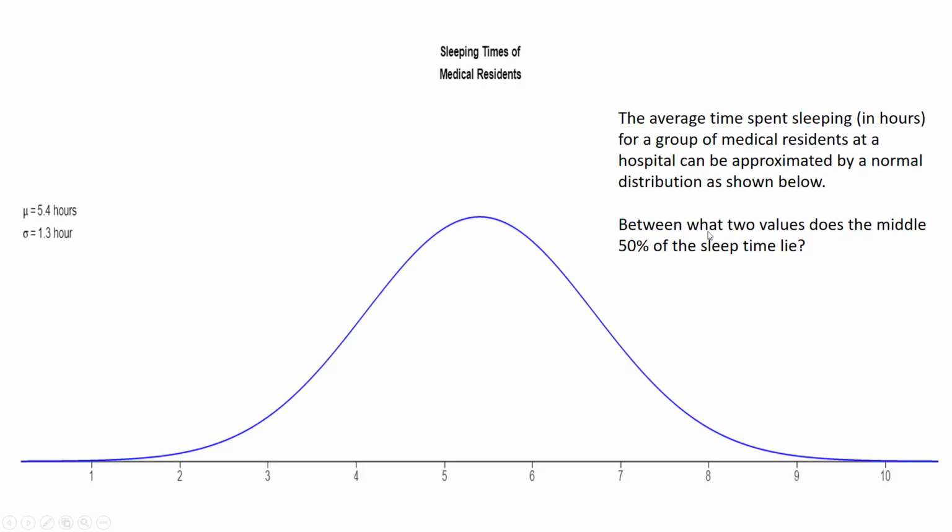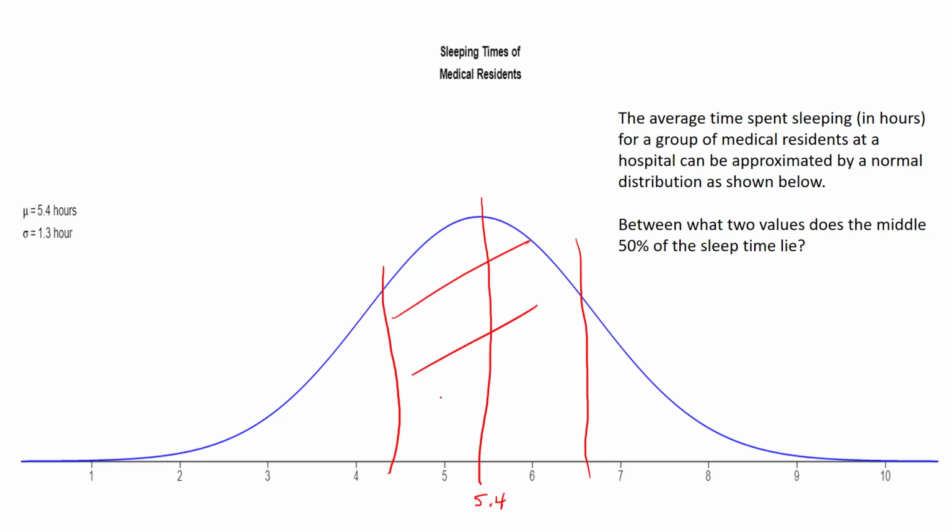So here it says, between what two values does the middle 50% of the time lie? So the middle 50% would be somewhere about here, with straight lines there and here. And we still have our mean of 5.4. So this in here would be the middle 50%. Well, remember that this entire curve has to add to 1. So that means there's 50% left over, right?